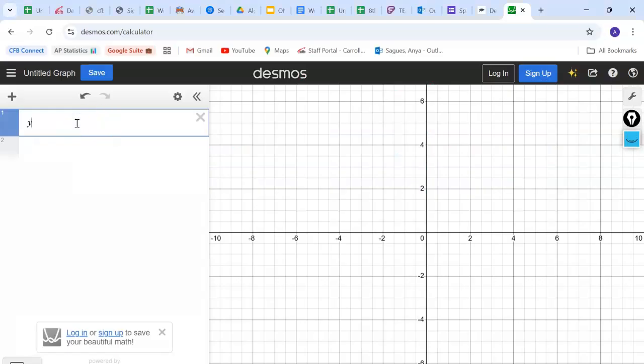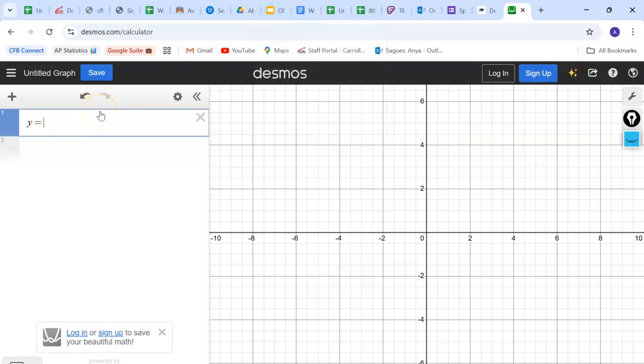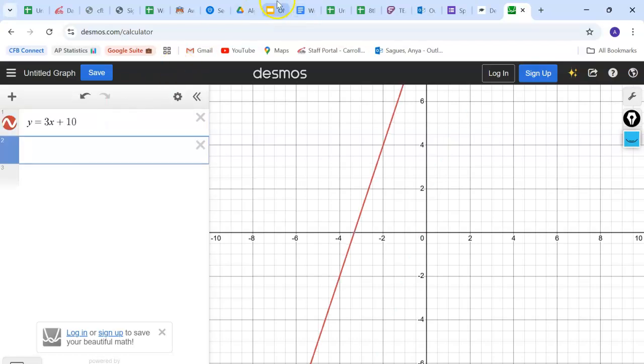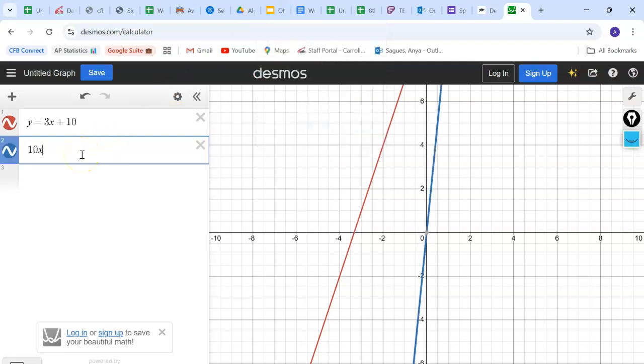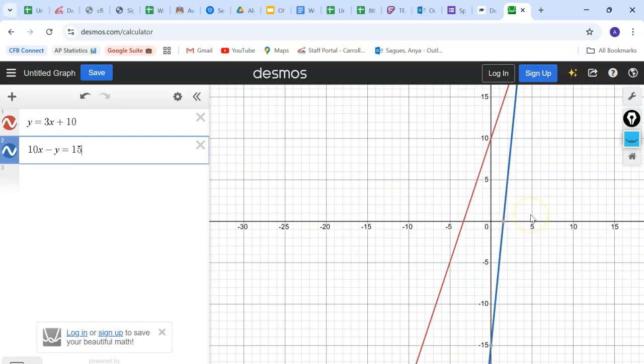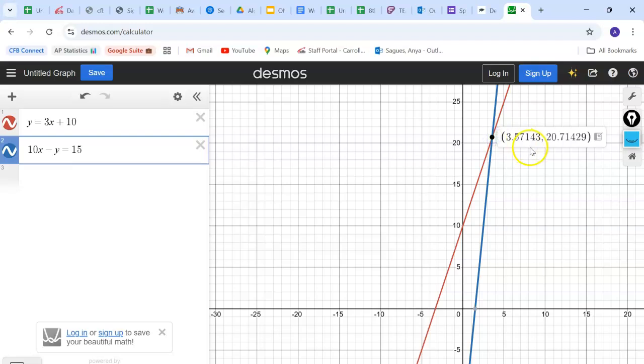Here I am in Desmos. I'm literally typing y equals 3 plus x, 3x plus 10, and my other one was 10x minus y equals 15. Alright, so I don't see anything, so I zoom out, and boom. I find that they cross here. So guess what? That's my answer.